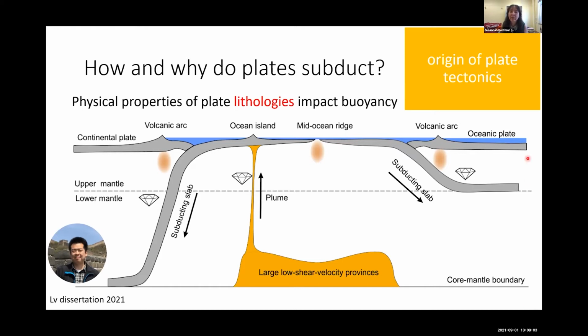In his dissertation, he presented this cartoon to show our overall concept of the possibility that some subducting slabs go all the way down. Some subducting slabs may stagnate in Earth's transition zone. Whether this is something that's real or whether this is something that's an artifact of a moment in time captured by a seismology snapshot is an open question. But one of the things that's at the heart of whether this is feasible is the buoyancy of the lithologies that make up the slab.